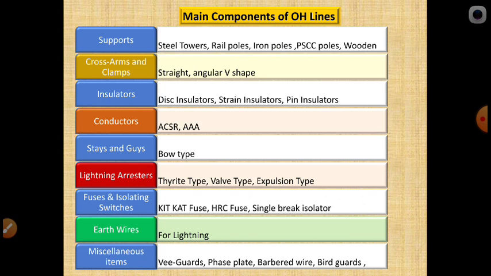So, we have to keep all these items in mind. These are the things we have to know. So, let us see one by one in the figure, how it is in the real world. Already you know this thing. Now, support, you can see the figure.